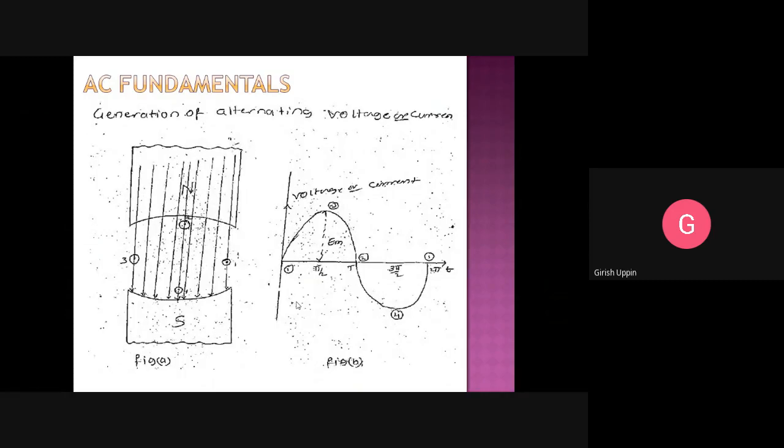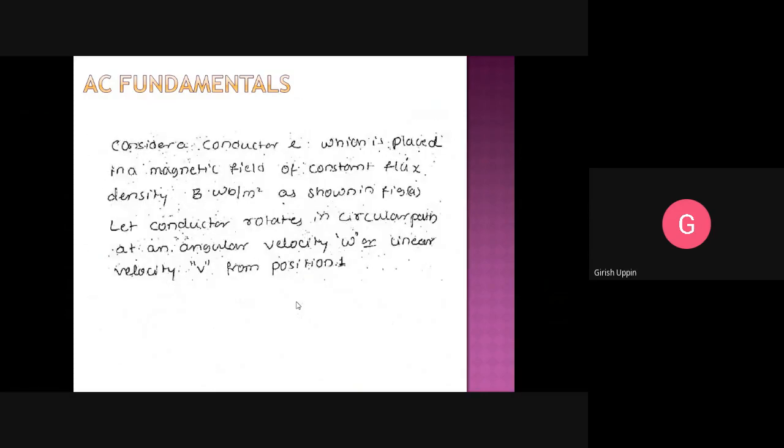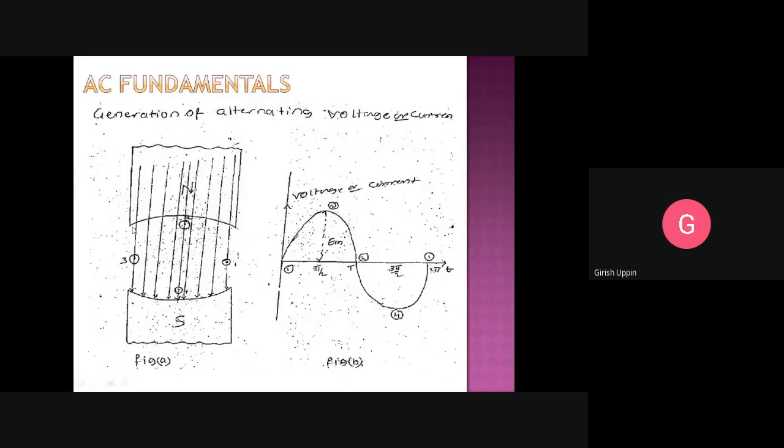This conductor is rotated in a circular path with the angular velocity of omega or linear velocity of v. So this is the magnet. You can just imagine there is a magnet on the top and a magnet on the bottom, and in between there is a space with a magnetic field, and inside this magnetic field we have this conductor. What you are seeing is a front view.